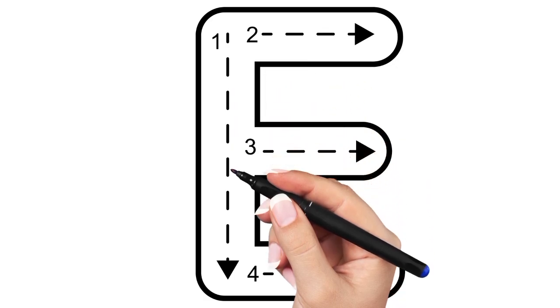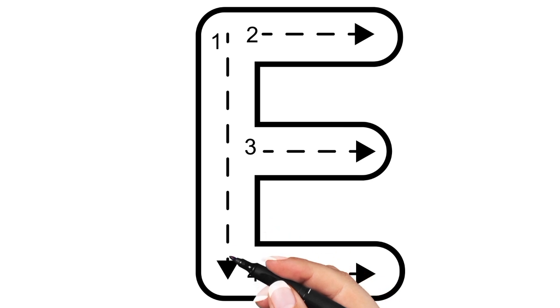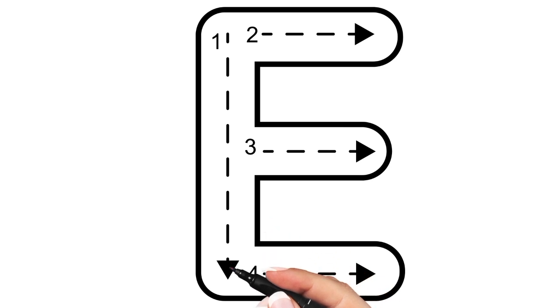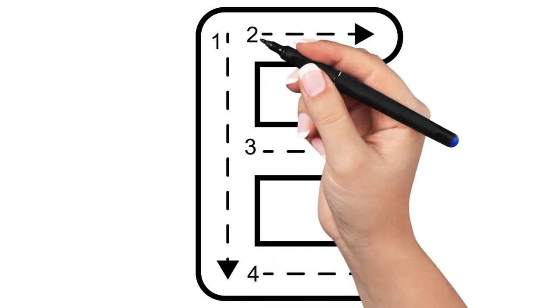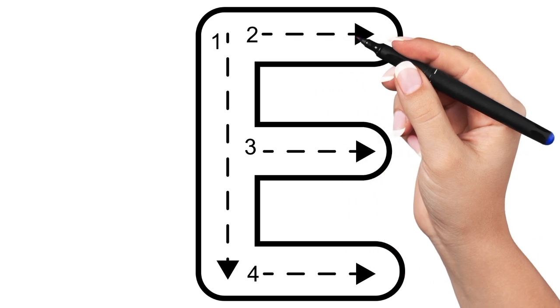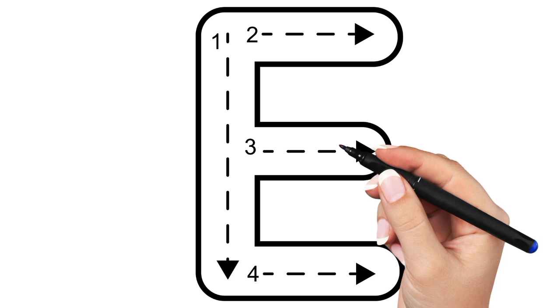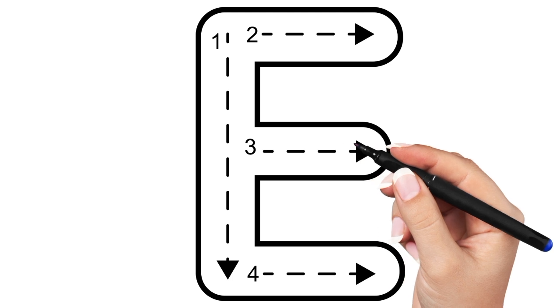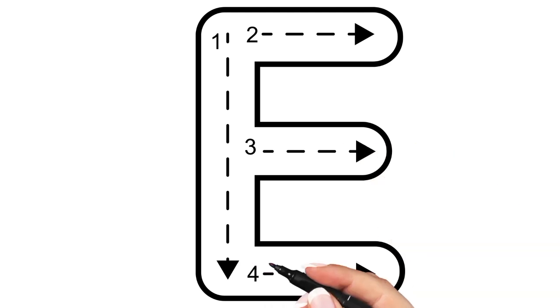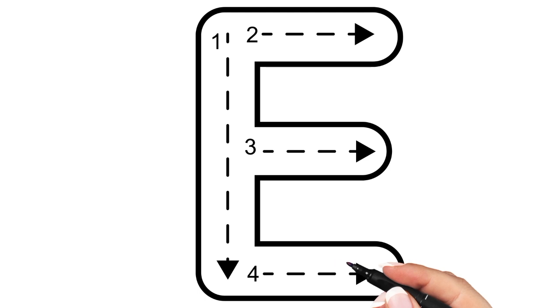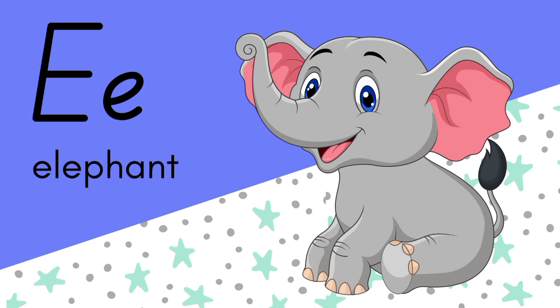1. Yes! Draw a straight line downwards. 2. Draw a line on top of the straight line. 3. Draw a line in the middle of the E. 4. Yes! Draw a line in the bottom of the E. Good job, kids! It's E, and E is for elephant.